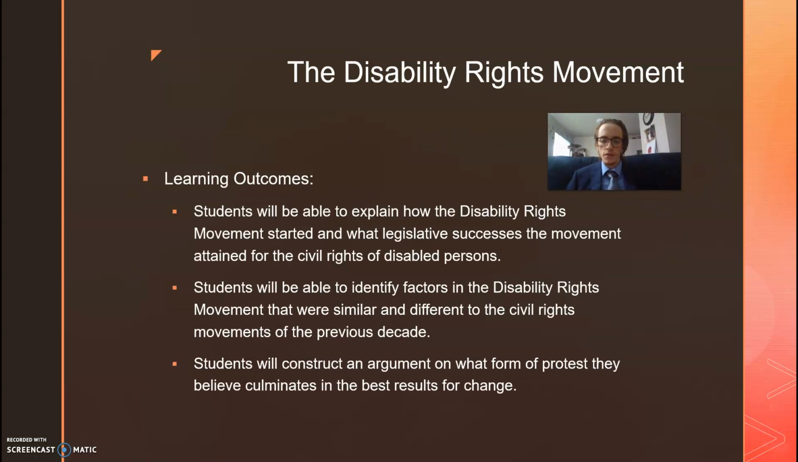My learning outcomes for this presentation are that students will be able to explain how the disability rights movement started and what legislative successes the movement attained for the civil rights of disabled persons. Students will be able to identify factors in the disability rights movement that were similar and different to the civil rights movement of the previous decade. And students will construct an argument on what form of protest they believe culminates in the best results for change.